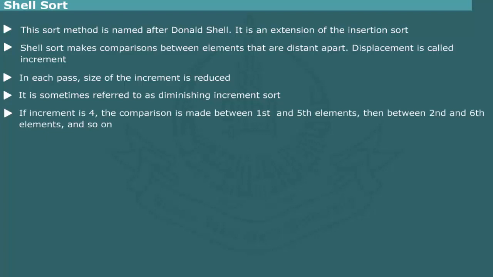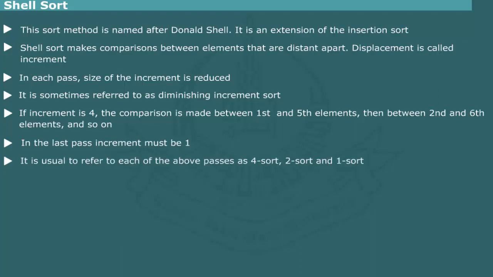Thus, if initially the increment is taken as 4, comparison will be between first and fifth element, then between second and sixth, and then between third and seventh element, and so forth. In the next phase, the increment may be set to 3 or 1, but in the last pass, the increment must be 1, so that adjacent elements are compared. It is usual to refer to each pass as 4 sort, 3 sort, 2 sort, and 1 sort.